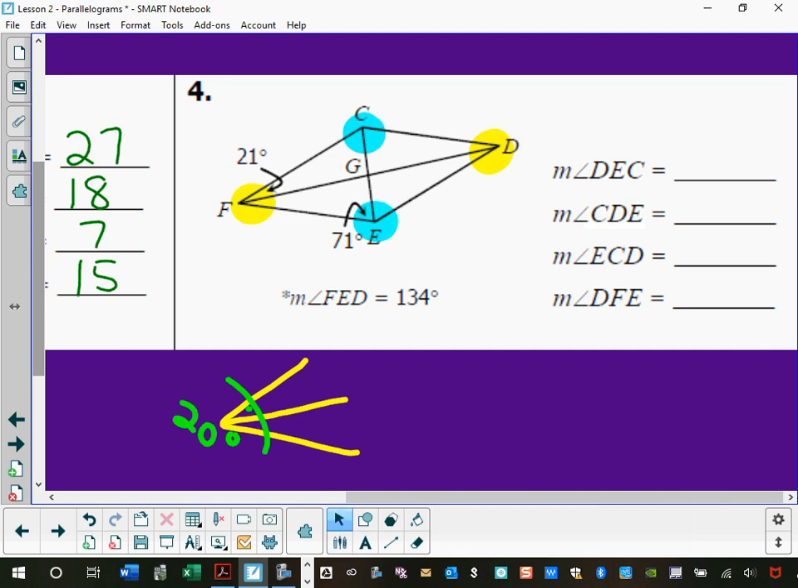Okay, when we look at this picture here, let's start with the fact they told us that FED, so this angle here, is equal to 134 degrees, right? They told me that the left side of this angle is 71 degrees. How can I figure out the right side of the angle? What do I have to do?